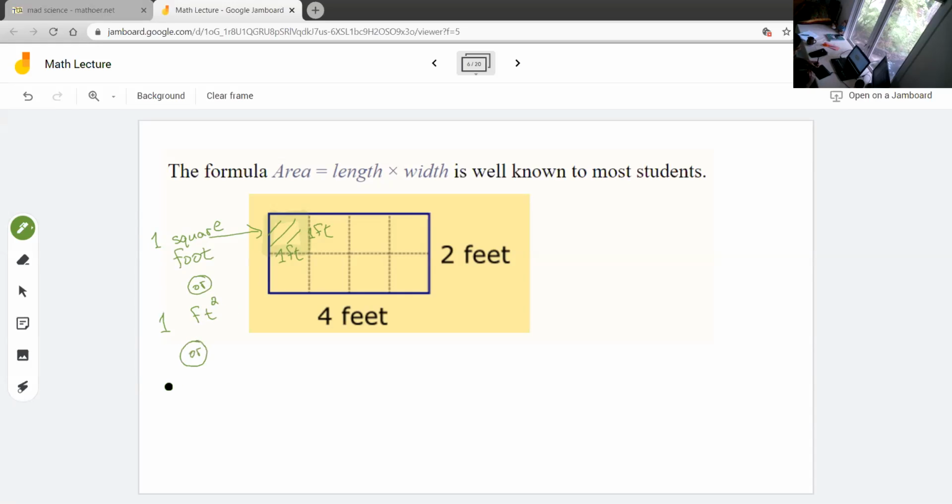Or you might abbreviate the word square and say something like that. But that's describing one piece of tile. So the whole area is going to be 1, 2, 3, 4, 5, 6, 7, 8 of these.